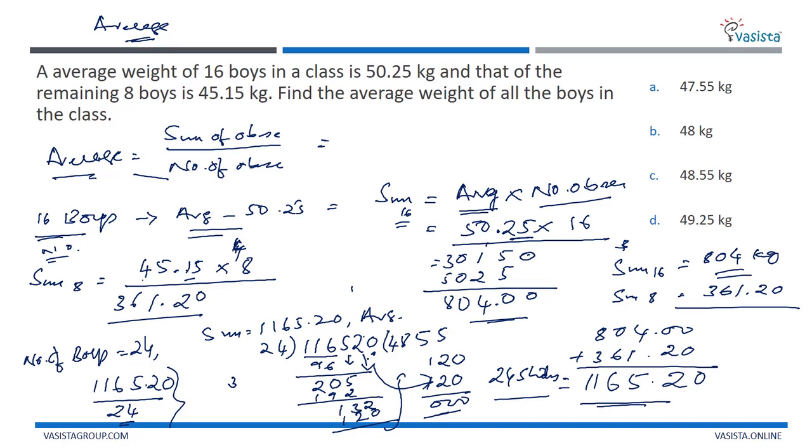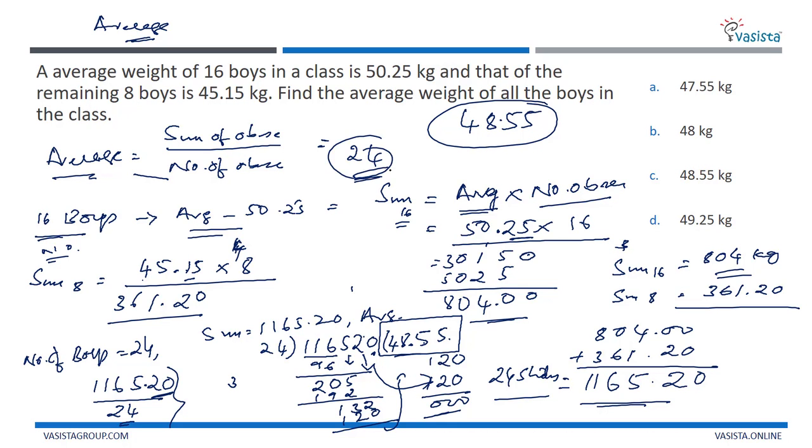Now the decimal point is a very important thing. See, after the decimal there are 2 digits here also. So you place the decimal here. The answer is 48.55. 48.55 is the average weight of all the boys in the class of 24. Hope you understood. The answer here is C.